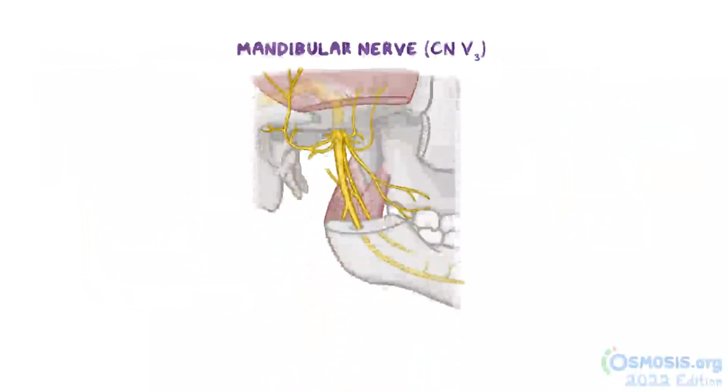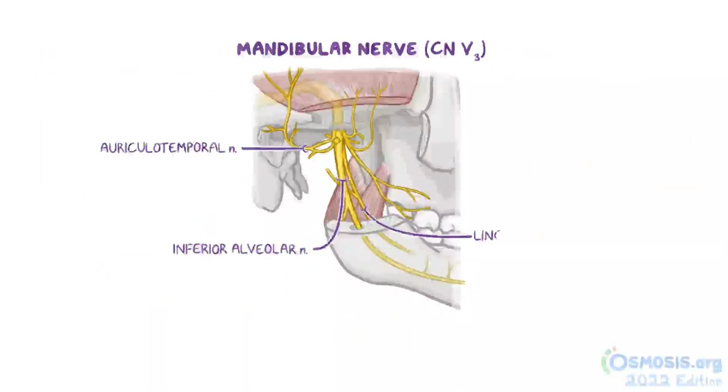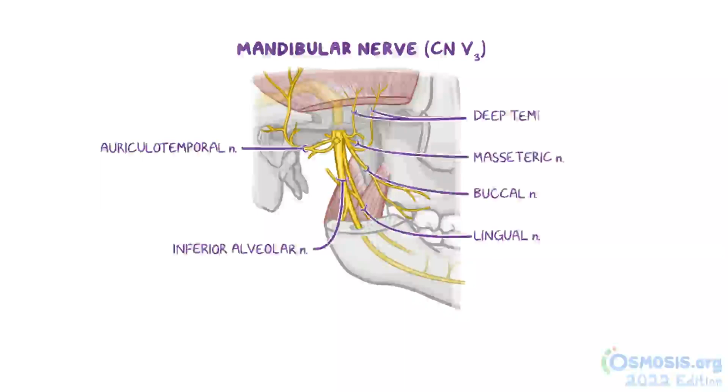The mandibular nerve splits within the infratemporal fossa into branches that include the inferior alveolar, auriculotemporal, lingual, buccal, masseteric, and deep temporal nerves. Within the infratemporal fossa, we also see the chorda tympani nerve, which is actually a branch of cranial nerve 7.